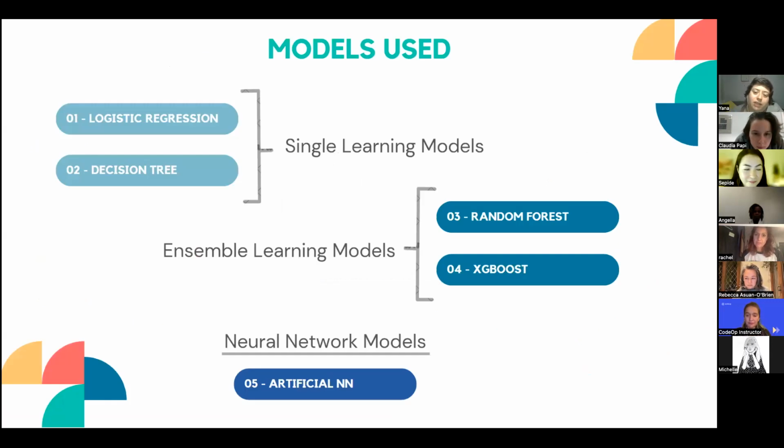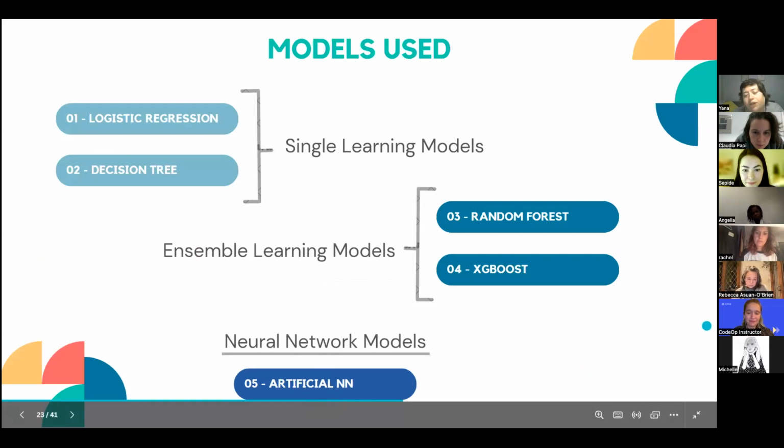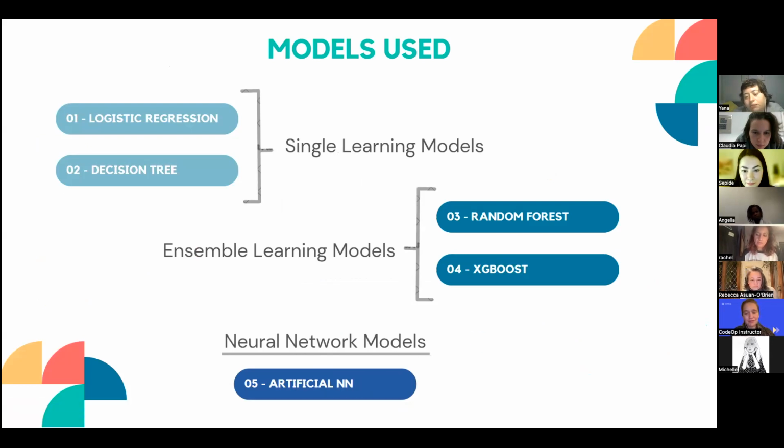So we decided on 5 different models to try. Two of them are single learning models: logistic regression and decision tree classifier. Two are ensemble learning models, random forest classifier and XGBoost, that can be used on continuous outcomes, but in our case we use them for predicting the binary target variable, yes fraud, no fraud. And finally, we tried our luck with an artificial neural network.